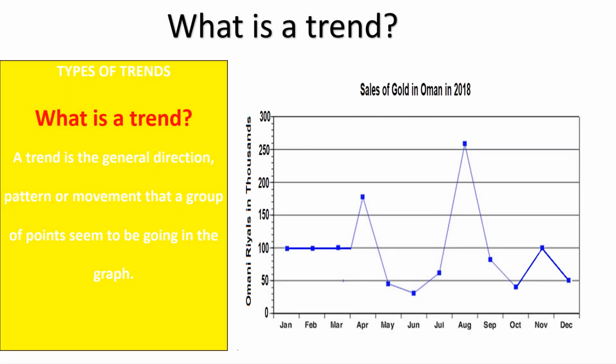Now let's talk about the different types of trends. But first, you need to know what a trend is. A trend is the general direction, pattern, or movement that a group of points seems to be going in the graph. I want you to check the graph on the right side. Look at the movements of the line. Clearly, you can see that at one point the line remains the same and on the other the line goes up and down.